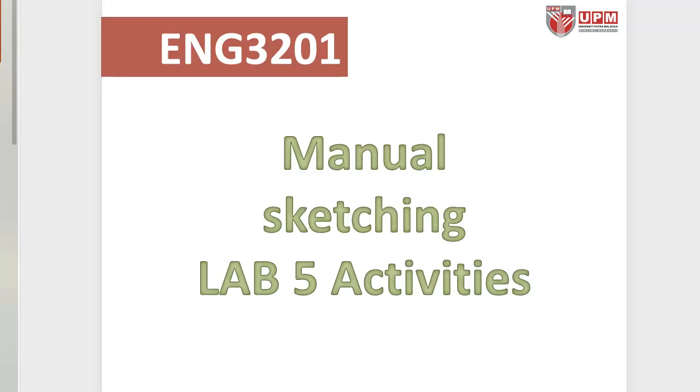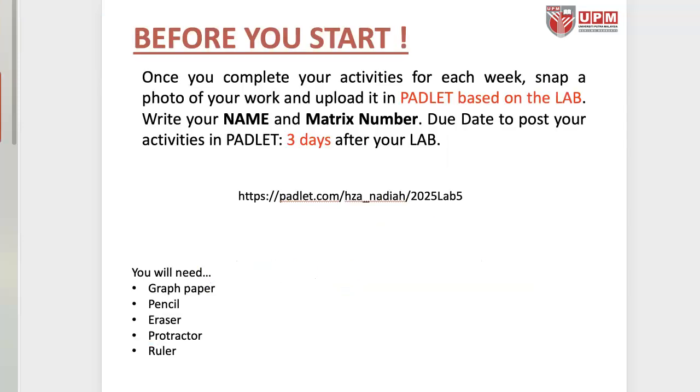So this is for week 4 Tuesday class or Tuesday lab, and this is lab number 5. We are going to do manual sketching, and what you need for this lab is graph paper, pencil, eraser, protractor. If you don't have a protractor, a ruler is fine. And as usual, the activities are due 3 days after the lab.